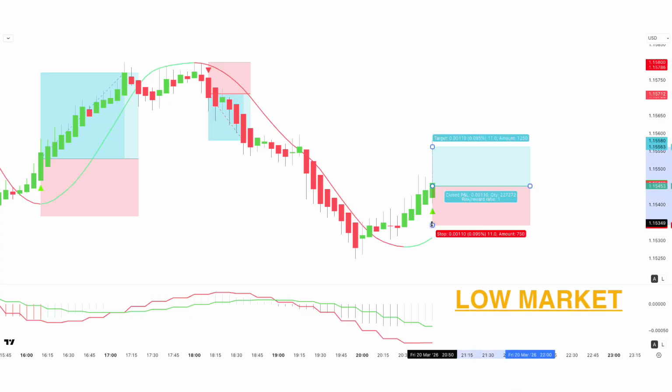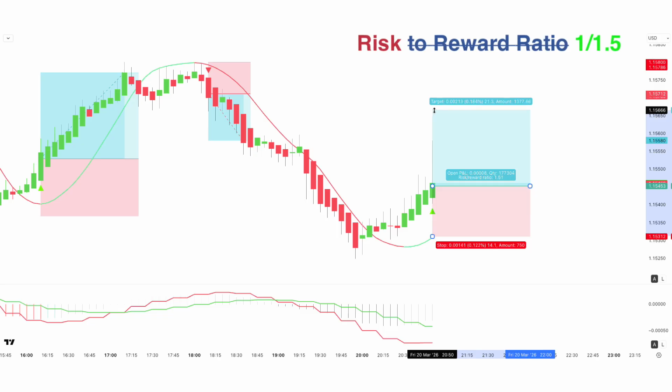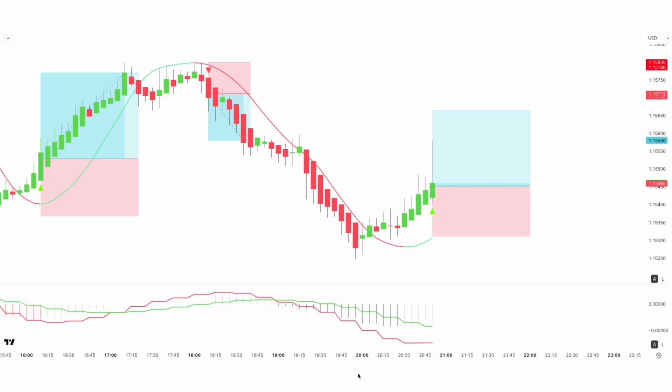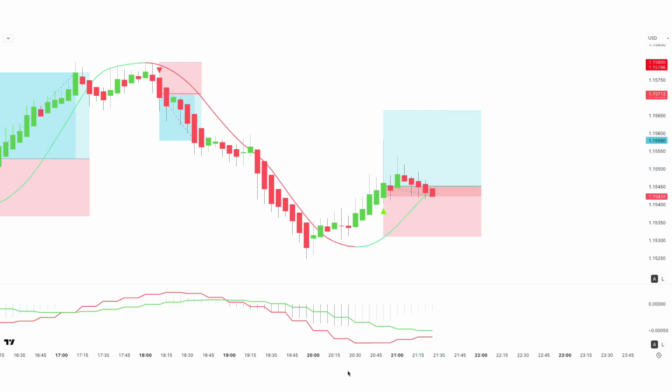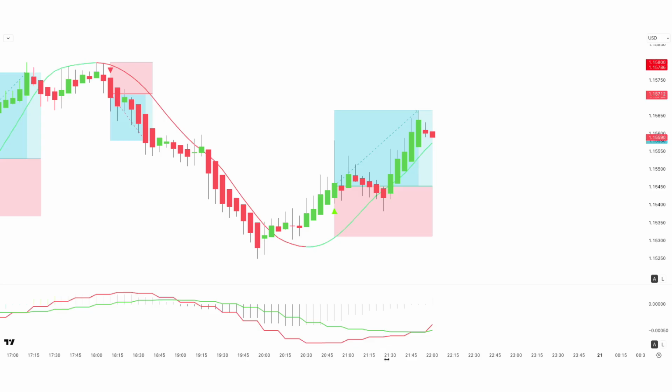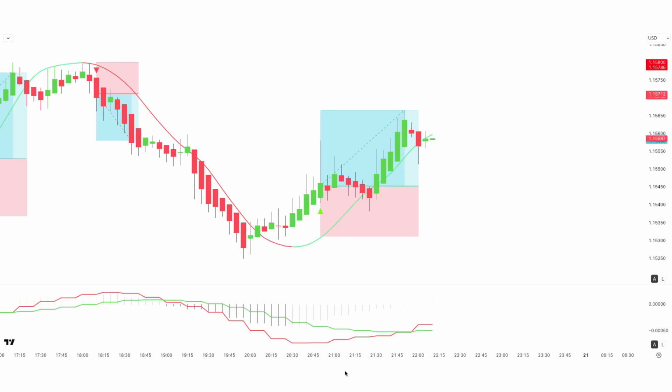Our stop loss is to be placed at the previous low of the market, and the risk-to-reward ratio will be 1:1.5. Let's see what happens to our trade. We have won the trade. Let's find the next trade.